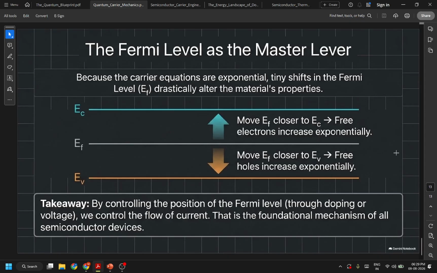So this makes the Fermi level the master level. Because the carrier equations are exponential, tiny shifts in the Fermi level drastically alter the material properties. Move EF closer to EC, free electrons increase exponentially. Move EF closer to EV, free holes increase exponentially. So the takeaway here is, by controlling the position of the Fermi level through doping or voltage, we control the flow of current. This is the foundational mechanism of all semiconductor devices.